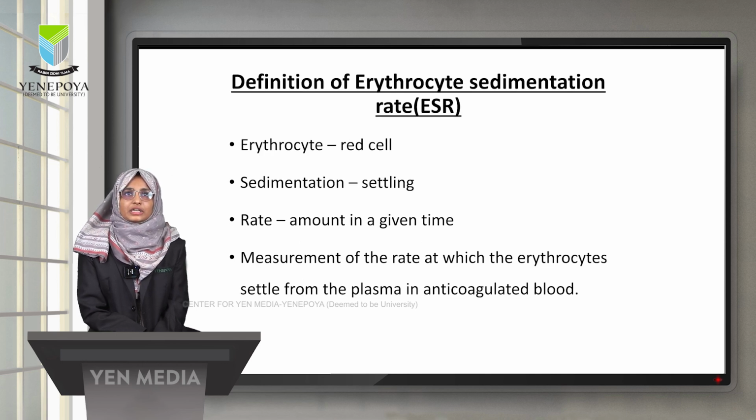So first is the definition of ESR or erythrocyte sedimentation rate. Erythrocyte is red cell, sedimentation means settling, rate is amount in a given time. So the measurement of the rate at which erythrocytes settle from the plasma in anticoagulated blood is ESR or erythrocyte sedimentation rate.